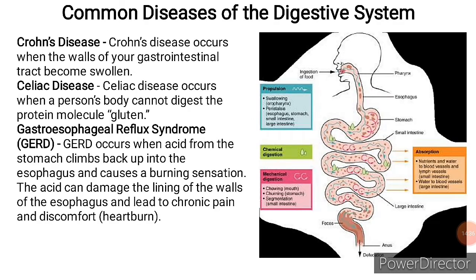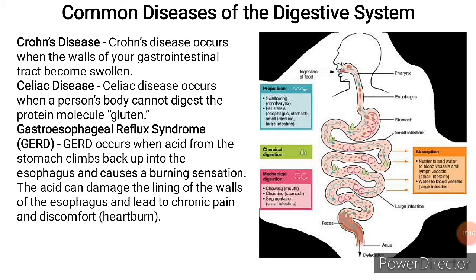Common diseases of the digestive system. The first one we have is Crohn's disease. Crohn's disease occurs when the wall of your gastrointestinal tract becomes swollen. The disease can occur in one isolated spot, several different places, or even throughout the entire tract. People with Crohn's disease complain of stomach pain, tremendous weight loss, and diarrhea. It's caused by what? Crohn's disease. The other one is celiac disease.